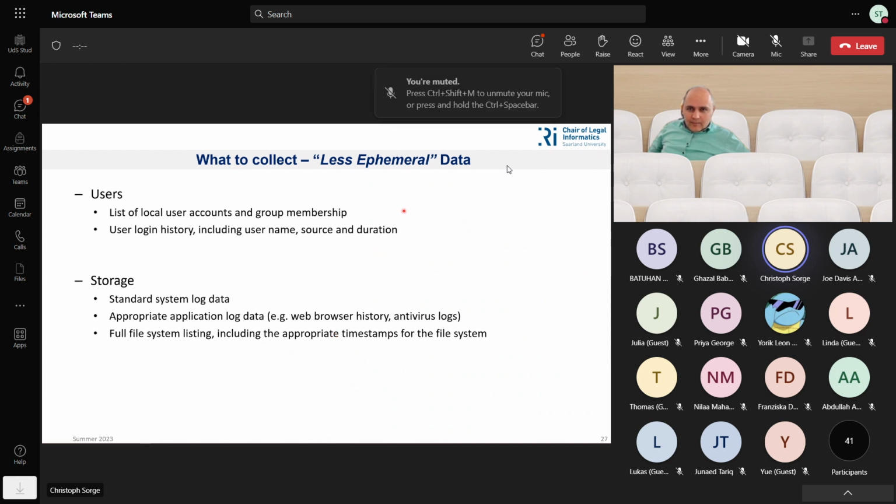For the users, listing the local user accounts and group membership. For some access control models, you can tie access rights to user accounts, individual users, or to groups like the group of admins or the group of staff belonging to a certain project. The login history: when did each user last log in, from which location, was it a local login, or was it done remotely, and if done remotely, from where? For how long was the user logged in?